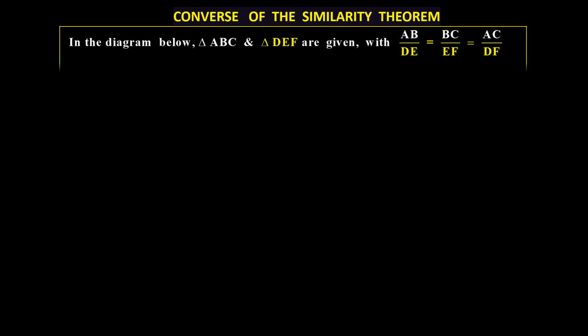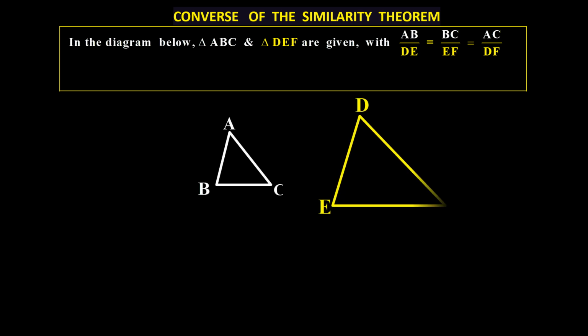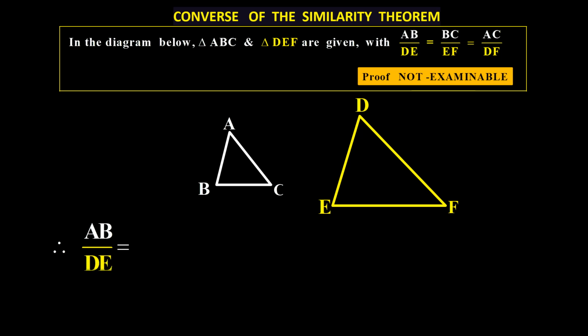Now let's look at the converse of the similarity theorem. Let's look at this statement here. Triangle ABC and triangle DEF are given, such that their corresponding sides are in proportion. In other words, I have AB over DE, BC over EF, and AC over DF. So we are given the corresponding sides are in proportion. That's just what is given, right? AB over DE is the same as BC over EF, and the same as AC over DF.